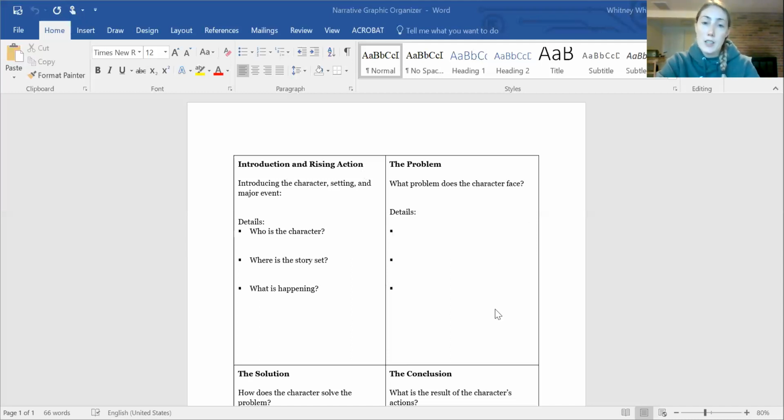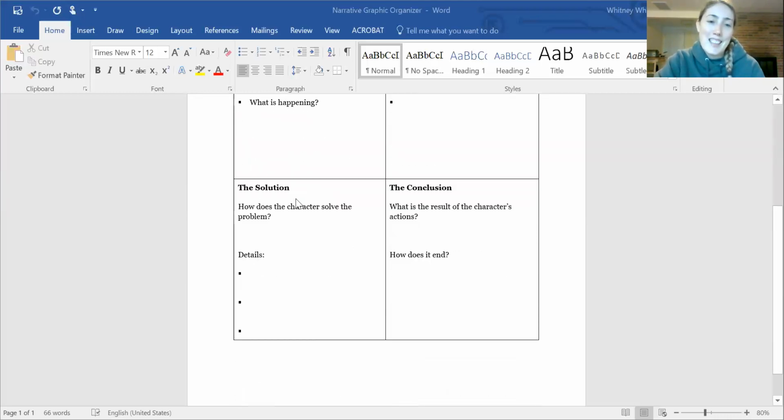And then your next section is going to go over the problem. So what kind of problem is your character facing, and give a few details about what that looks like. Next, because you have a problem, there hopefully should be a solution. How does the character solve that problem? And give some details to go over that as well.